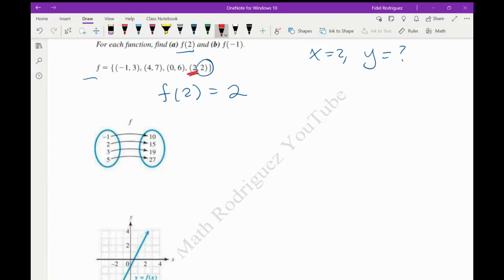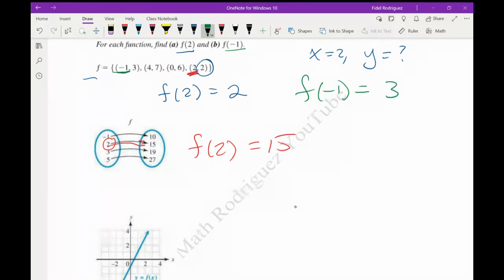Okay. When I do the next one here, f of 2, so I'm going to come over here to 2. 2 is hooking up with 15. Okay. And I also need to do this for f of negative 1. So let's do f of negative 1. So I'm going to come back over here. Negative 1 is 3. Okay. And then right here, f of negative 1 is 10.